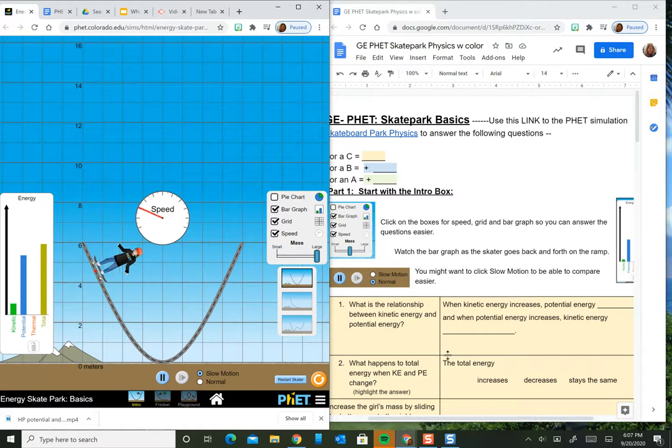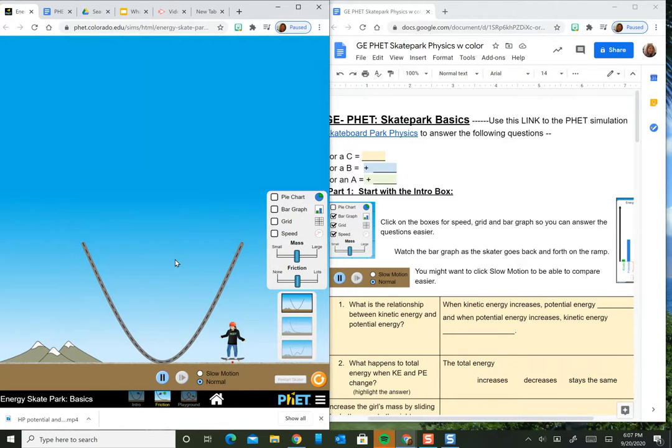And then for the second part, we're done with the first part now. So now for the second part, let's go to the friction choice. And that's down here in the middle box at the bottom. So I'm going to go to the middle box down here at the bottom. And that's the friction part. And then it says click on the boxes for speed, the gradient bar graph. So we're going to do that again.